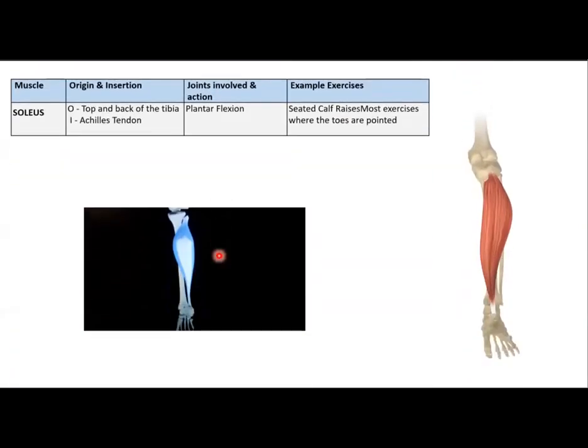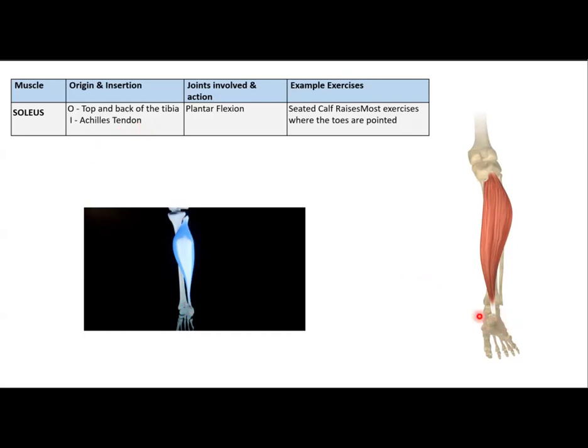Next one. This muscle is also in your calf, but it doesn't go over your knee. You see, it stops here. The gastrocnemius was here. This one stops here, or you can see it here. So it's actually on the back of your tibia. And what it does, it will insert in your Achilles tendon.